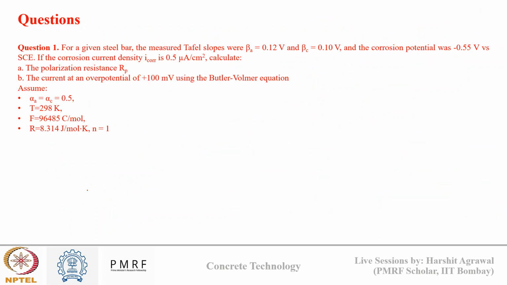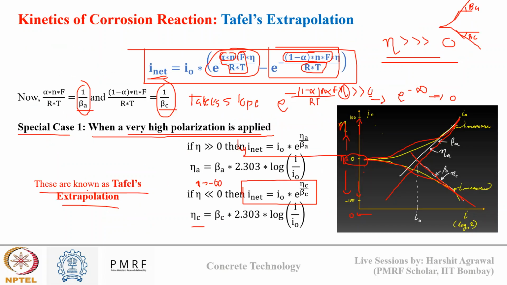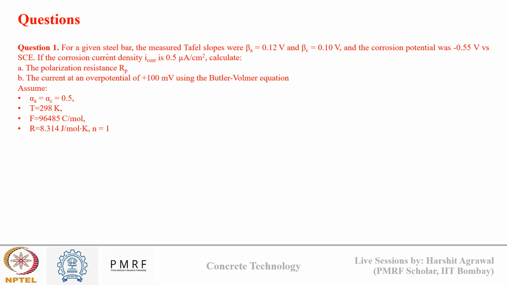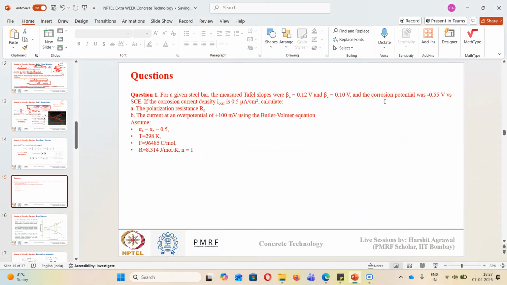Now, based on these relationships that we have seen, just try to solve this simple numerical. In the meantime, if you have any doubt regarding the Butler-Volmer equation or any part of the derivation that you are not able to understand, you can ask. If there are no doubts, just try to solve this question. In this question, you have been given the Tafel slope values, a potential that has been applied, and the current density. You need to calculate the polarization resistance and estimate the current for an overpotential of 100 millivolt using the Butler-Volmer equation.